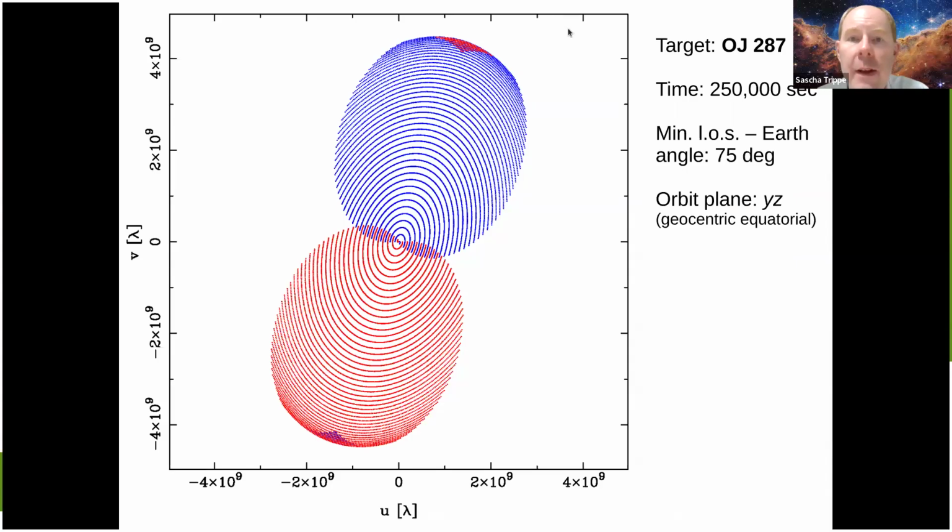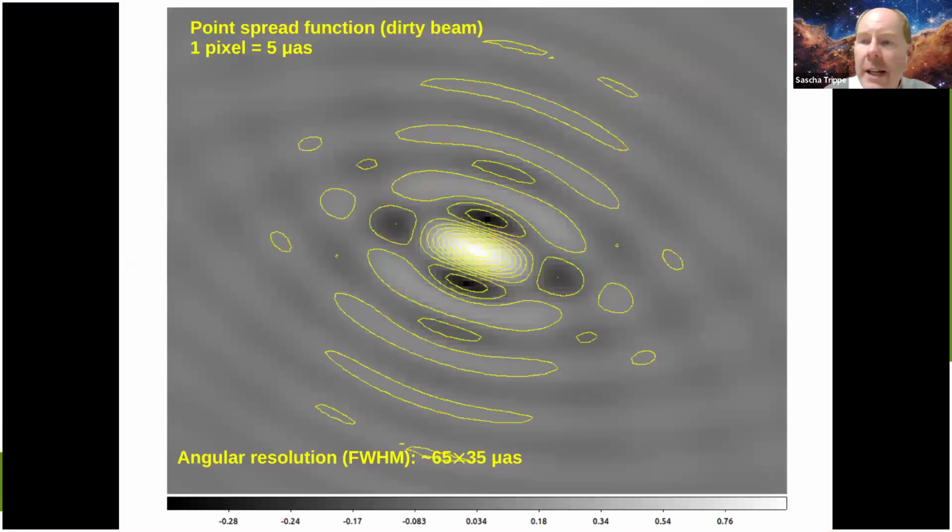And observing another famous object, OJ287, which I briefly mentioned before, we would end up with a more incomplete UV plane coverage and a more distorted point spread function. But nevertheless, it would be possible to at least see something here.